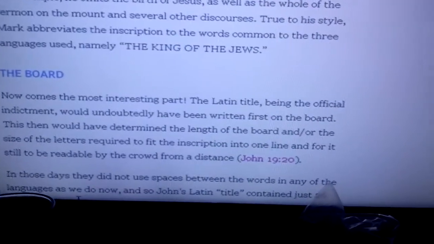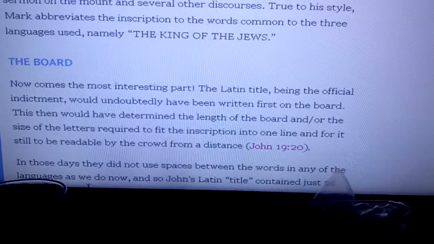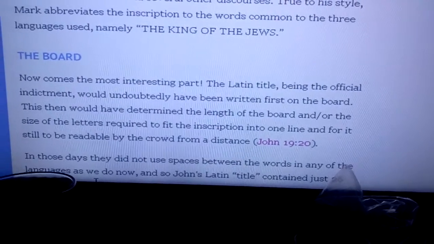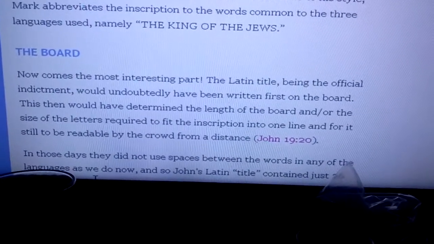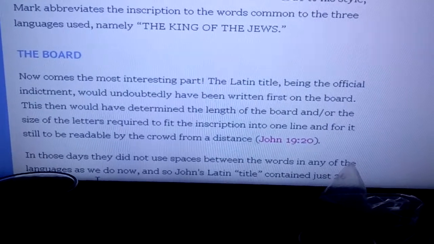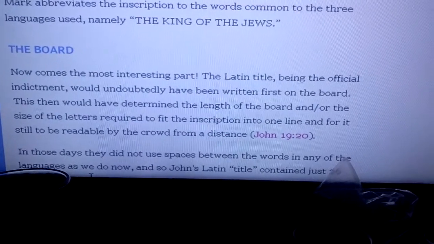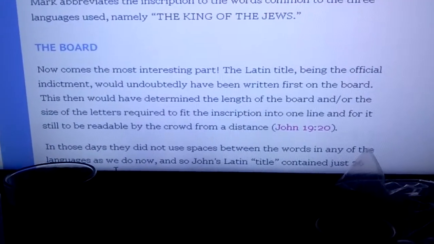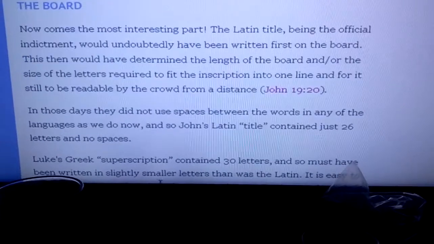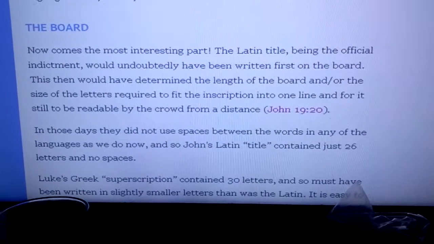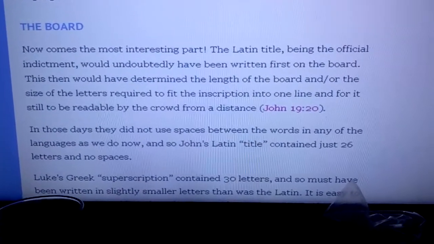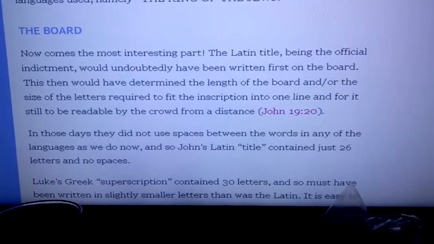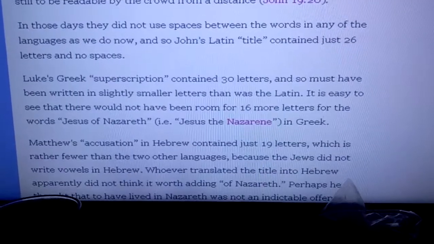Now comes the most interesting part. The Latin title, being the official indictment, would undoubtedly have been written first on the board, and would have determined the length of the board and the size of the letters required to fit the inscription on the line, and for it still to be readable by a crowd from a distance, John 19:20. In those days, they did not use spaces between words, if any, as we do now, so John's Latin title contained just 26 letters and no spaces.